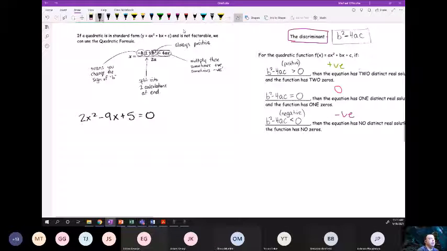So what we have to remember is the quadratic parent formula is ax squared plus bx plus c. When I talk about a, b, and c in the formula, a is the number in front of the x squared, so it's this number here. The b is the number in front of the x, so that's negative 9. And then the c, let's go purple, is the constant at the end. Okay? So for this question, a equals 2, b equals negative 9, and the c value is 5.